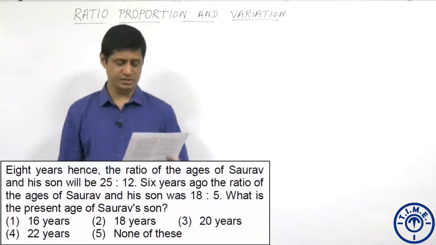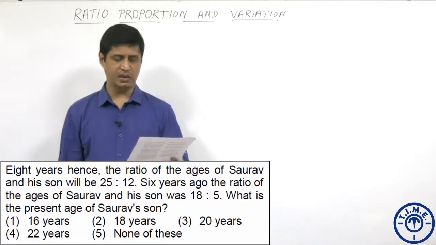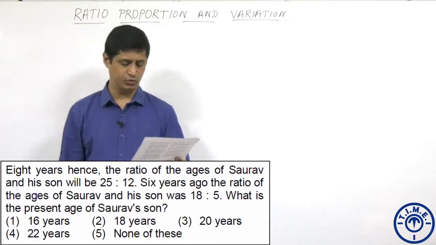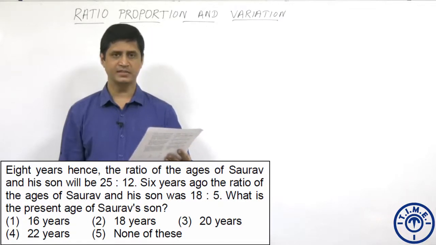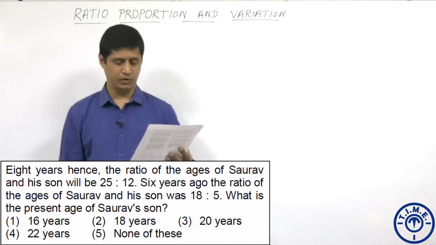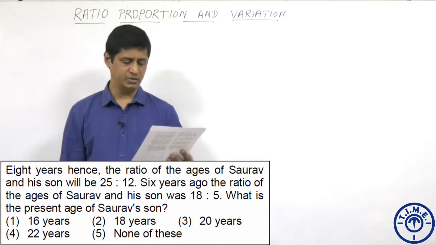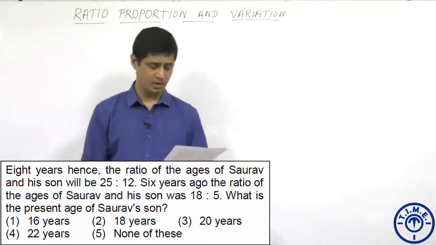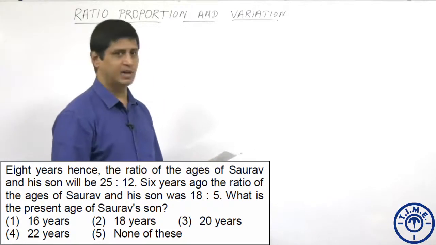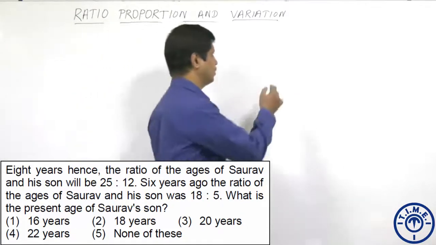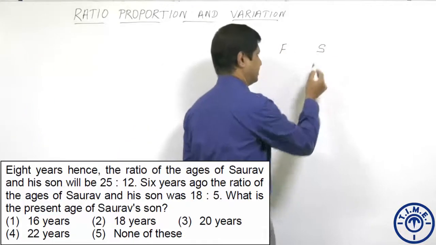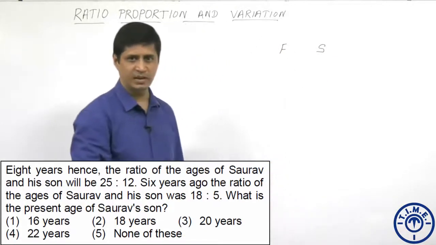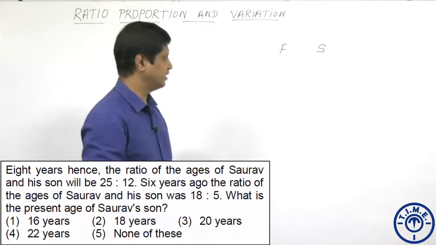Now look at the next question. 8 years hence, the ratio of the ages of Saurav and his son will be 25:12. 6 years ago, the ratio of the ages of Saurav and his son was 18:5. What is the present age of Saurav's son? Now two members here, Saurav and his son. I am taking Saurav as a father, F, and the son as S.